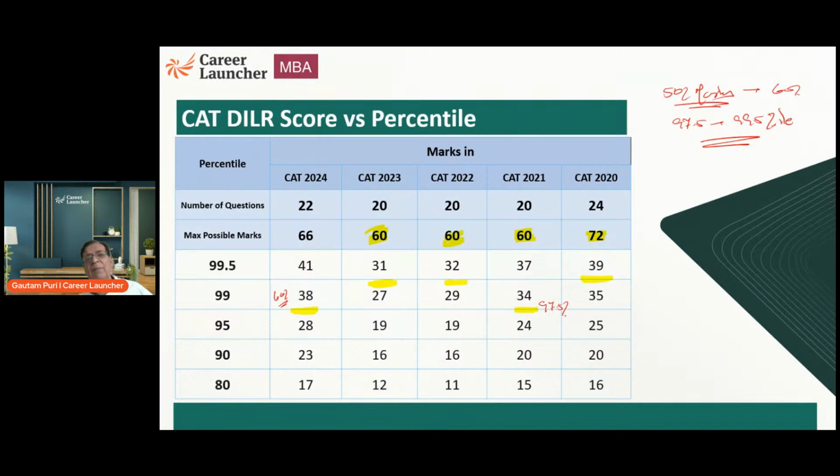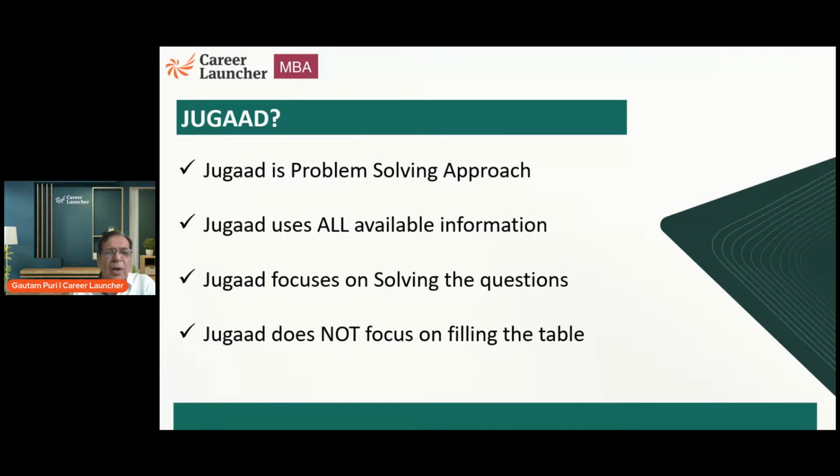Obviously, if the paper is easier, you will be able to get 50% marks in a shorter amount of time, and you'll be able to do an extra set. Secondly, if you use the Jugaad solution or the Jugaad technique that I've been discussing in these sessions, in any case, you will do one extra set, okay? Let's continue and try to understand what is Jugaad.